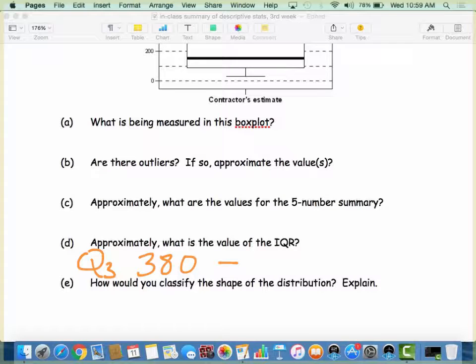So, there's our Q1. So 380 minus 95, it gives you what? 285, that is our IQR. Okay. Well, it's kind of interesting to see that, actually. You know, when 50% of your data is between 95 and 380 days, it's a big spread.